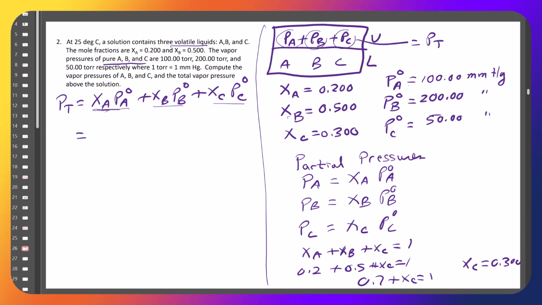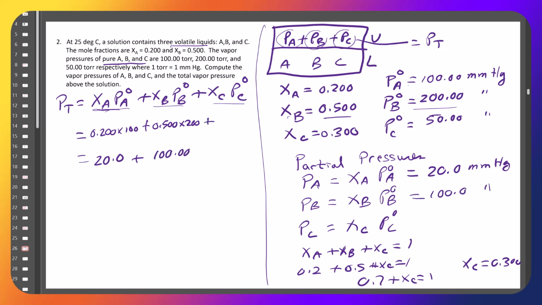So XAPA0, multiplying 0.2 times 100. And we could do that in our heads, couldn't we? 0.2 times 100 would be 20. So the next term, XBPB0, would be 0.5 times 200. So that is 100. And then the third term here is 0.3 times 50, which is 15.0. 20 plus 100 plus 15 is 135.0 millimeters of mercury. So we've computed the pressures of each component in the gas phase.